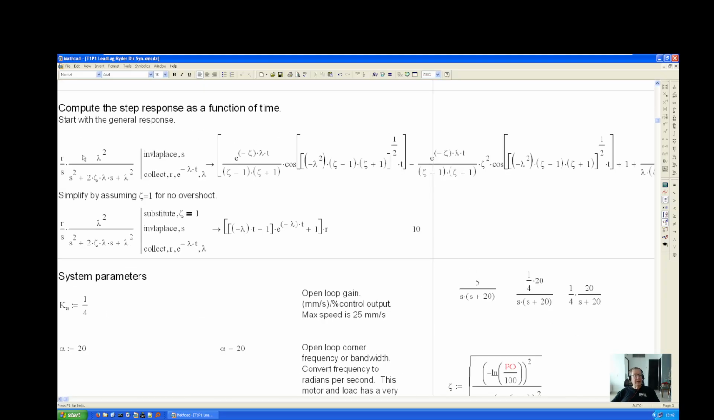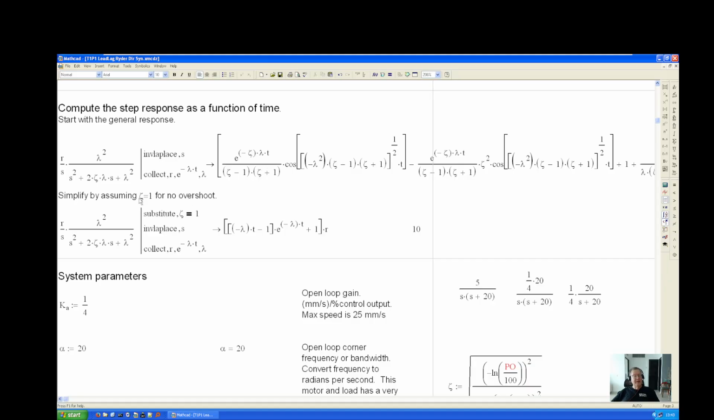So now that I have this equation, I can solve for it symbolically. I can do an inverse Laplace transfer function, and this is the result. And you can see there are sines and cosines, and because there's a zeta, if the zeta is not 1, then we'll have overshoot due to the cosines.